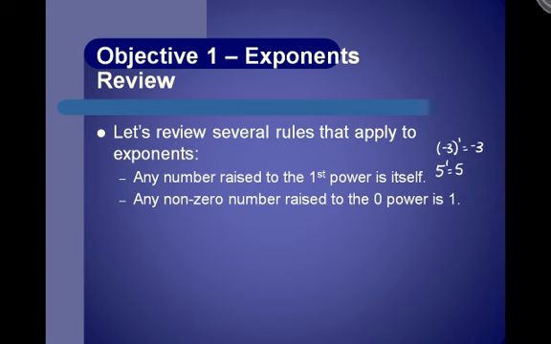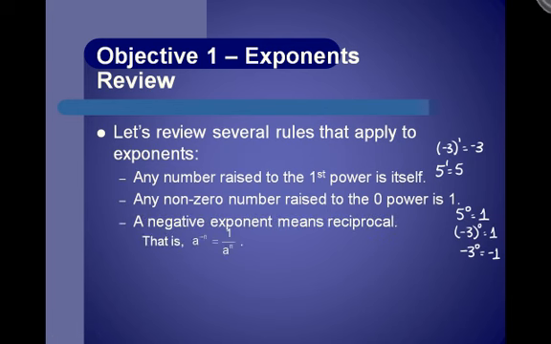Any non-zero number raised to the zero power is 1. Again, that means 5 to the zero power is 1, or negative 3 to the zero power is 1. But be careful, negative 3 to the zero power, that is the opposite of 3 to the zero power, which would give us negative 1.